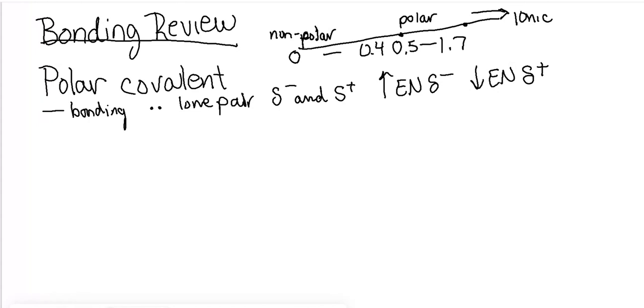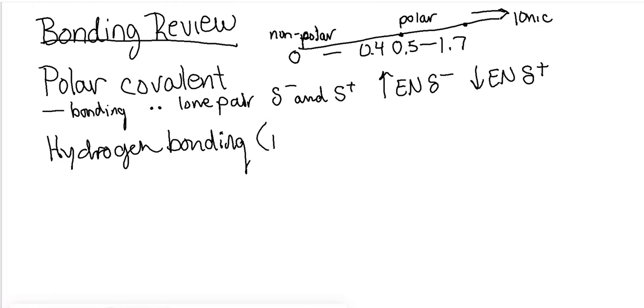So let's go over our two different kinds of polar covalent bonds, and that's going to be ones that have hydrogen bonding in between the molecules and ones that have dipole-dipole. So hydrogen bonding is fun. Hydrogen bonding is a special, strong dipole-dipole. I don't like the phrase hydrogen bonding because it's not really a bond. It's an intermolecular force in between molecules. So examples are, let's put this down, fun.